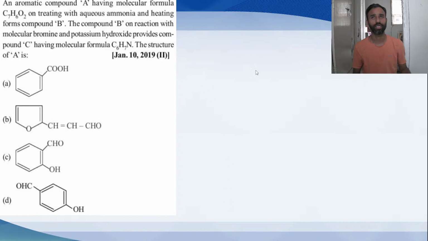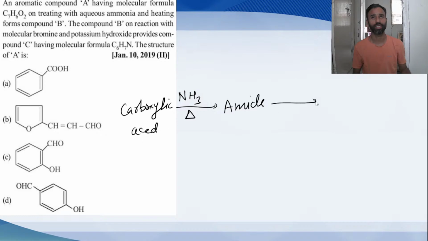An aromatic compound A having molecular formula C7H6O2 on treating with aqueous ammonia and heating forms B. So see, aqueous ammonia and on heating, obviously it will give amide. So first one should be a carboxylic acid. Then compound B on treatment with molecular bromine and KOH. This reaction you might not know because it is in the next chapter, amines. This is Hofmann bromamide degradation.